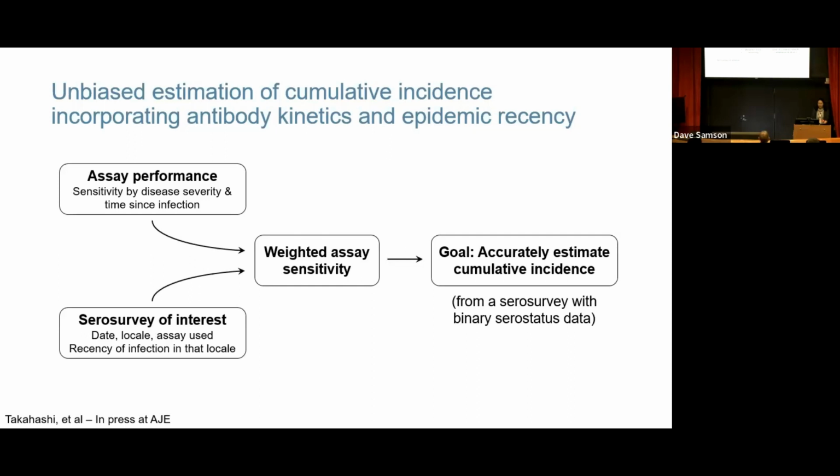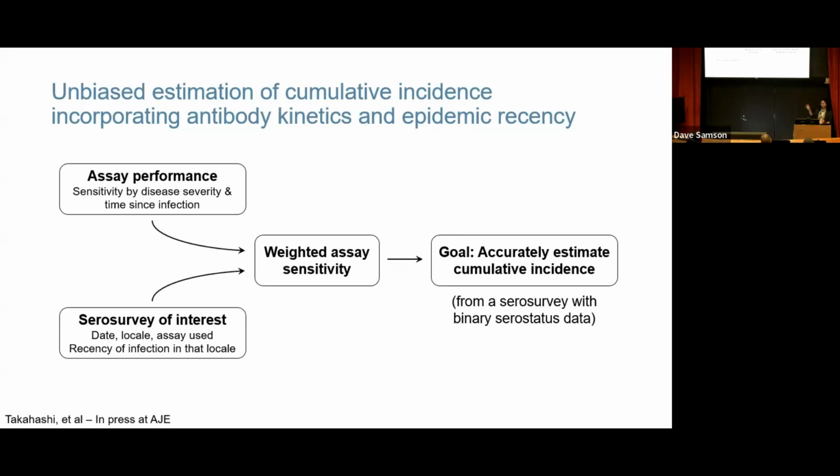And so one of the things that we've been doing is developing different methods to do estimation of cumulative incidence from serosurveys, incorporating this idea of thinking about how antibody kinetics wane as a function of time since infection, and then thinking about the recency of the epidemic in a population. It's a very, very simple framework, but essentially, the goal, shown on the right, is to accurately estimate cumulative incidence from a serosurvey with binary serostatus data, so just ones and zeros.